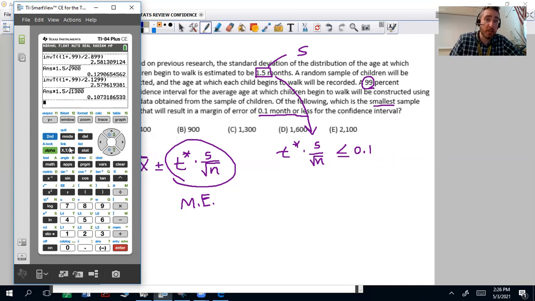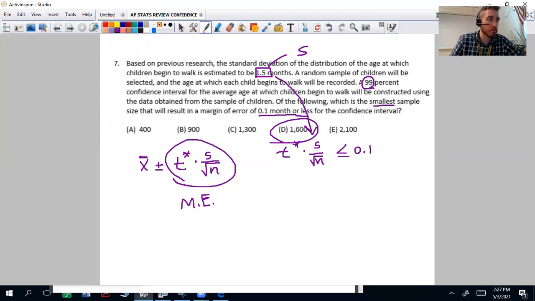So we're going to need to use 1600. Second vars, inverse t. So we'll do 1599. We'll multiply that by 1.5 divided by the square root of 1600. And now we're just under 0.1. So 1600, according to this set of answers, is the smallest of those sample sizes. You could plug in 2100 and it'll give you lower than 0.1, but 1600 is the one that works.